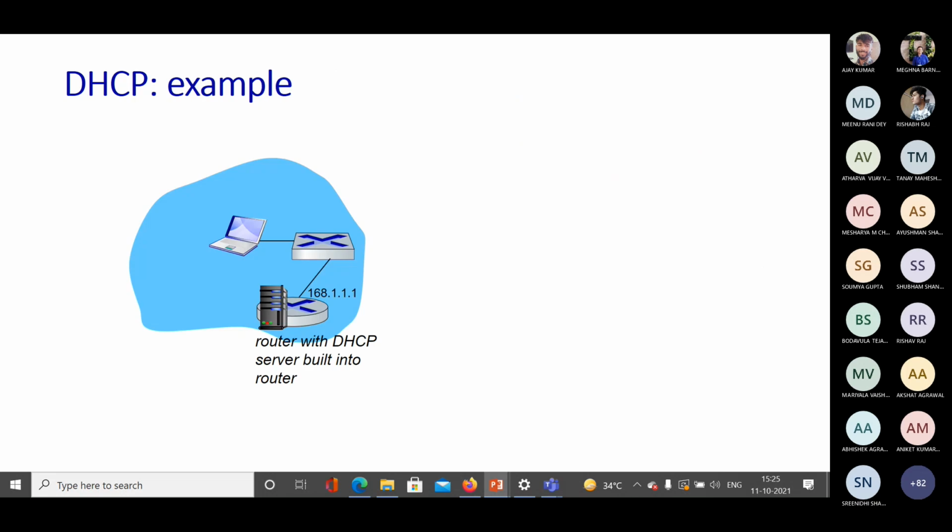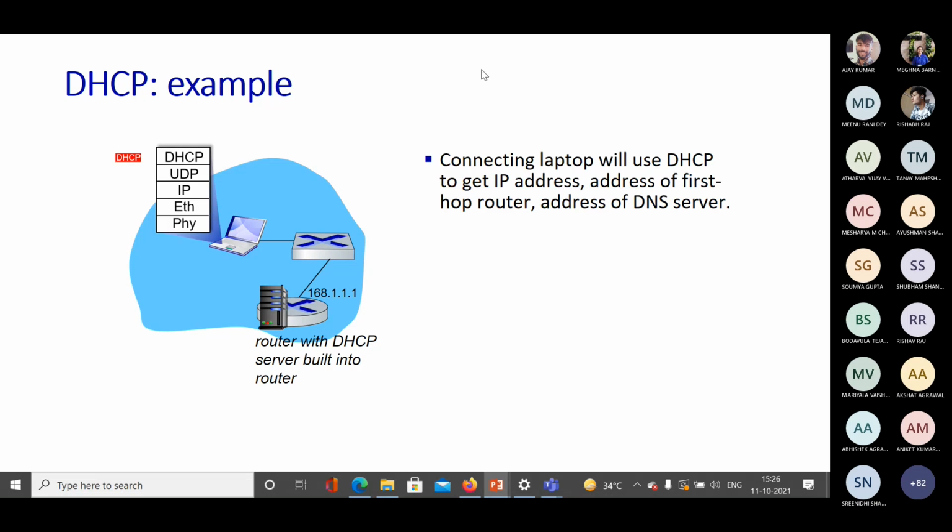Alright, so this is an example of how DHCP is going to work. This is a router with a DHCP server built into the router, or connected to it. You are trying to add a new device into this particular subnet. So layer-wise, what is going to happen? Please note where DHCP lies in this layered structure.